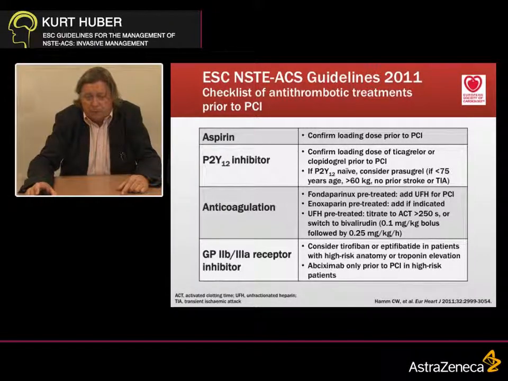on this table. With respect to 2B3A receptor inhibitors, we should consider tirofiban or eptifibatide in such patients with high-risk anatomy if there is a high thrombus load. Not in all patients with troponin elevation, this has been made clear in the past, and also a pre-treatment of patients with non-ST elevation MI before the cath lab is no more recommended. ReoPro should only be given to patients with highest risk during coronary intervention.